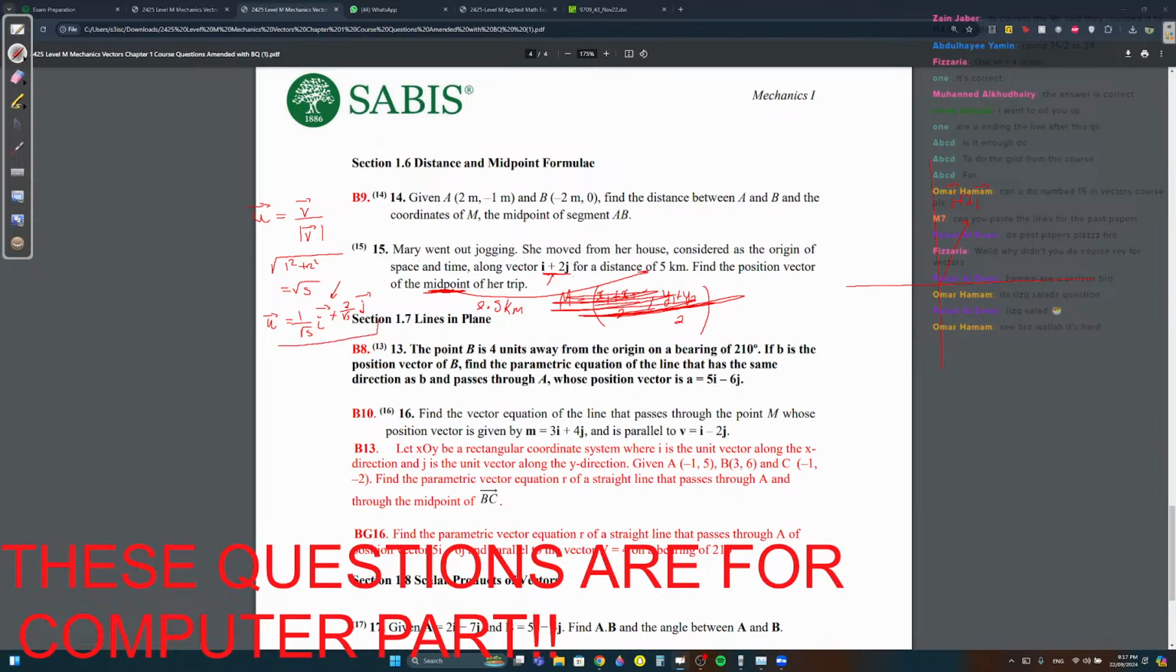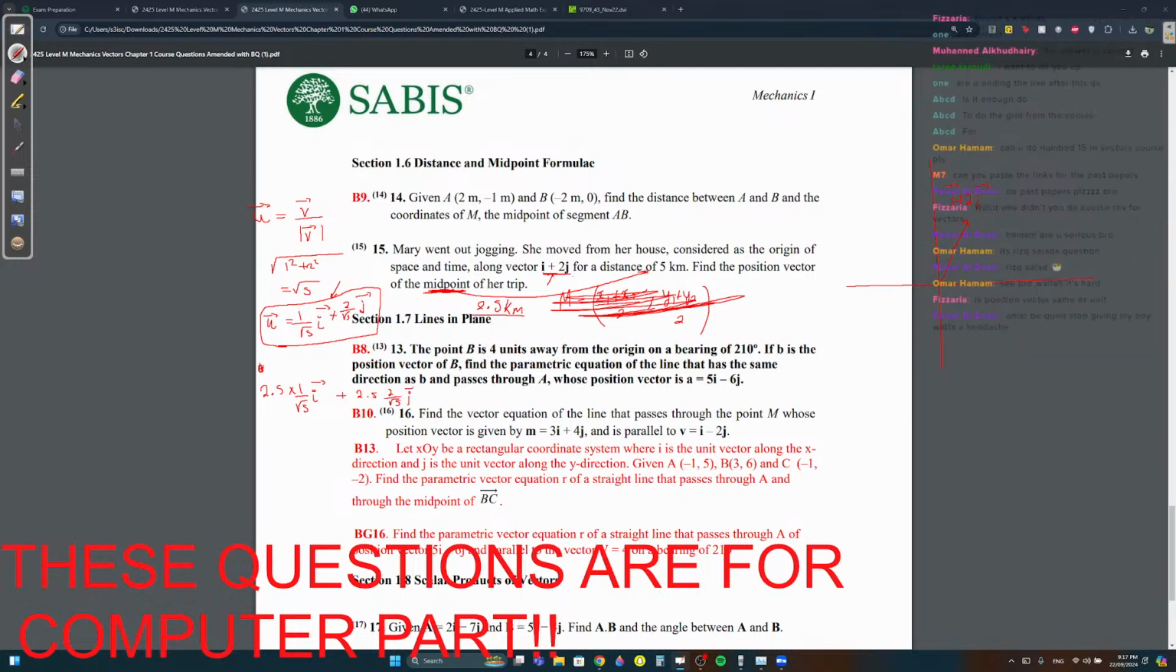When you're working with unit vectors, whenever you get this type of question, you find the unit vector and multiply by a constant k. By any constant, we want that constant k. In this case, the constant k is 2.5 because it's 2.5 kilometers. The magnitude of it is 2.5. So it's going to be equal to 2.5 times 1 over radical 5 I plus 2.5 times 2 over radical 5 j.